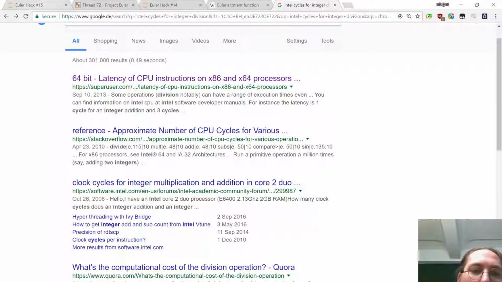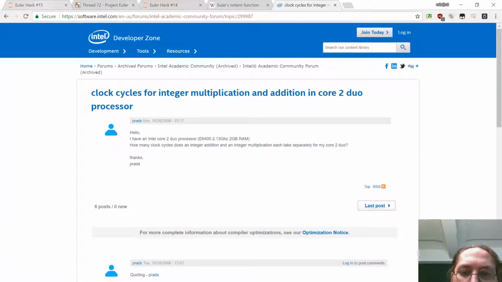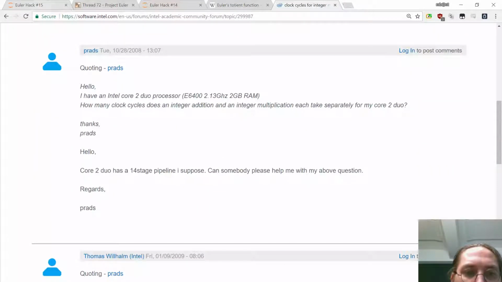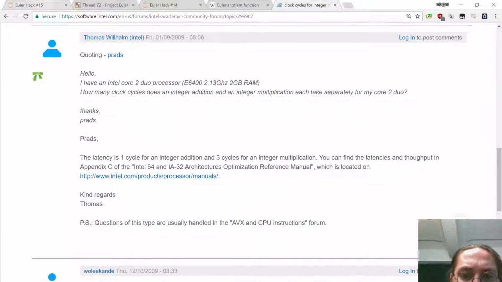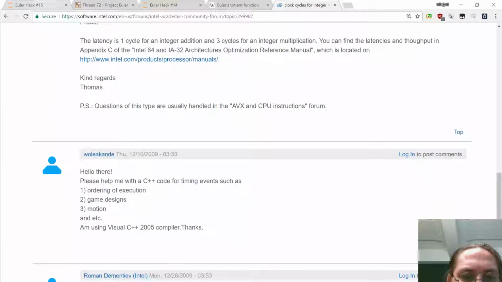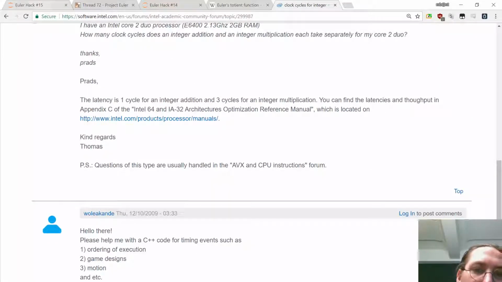The third one: clock cycles for integer multiplication and addition. Latency is 1 cycle for addition, 3 cycles for multiplication. You can find the latencies and throughput in Appendix C of the Intel 64 manual. Well, I need to know the actual instructions.